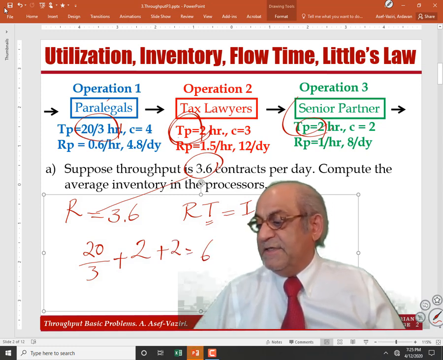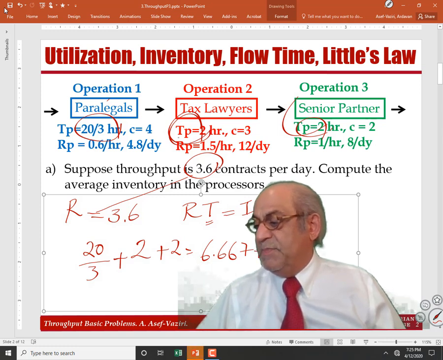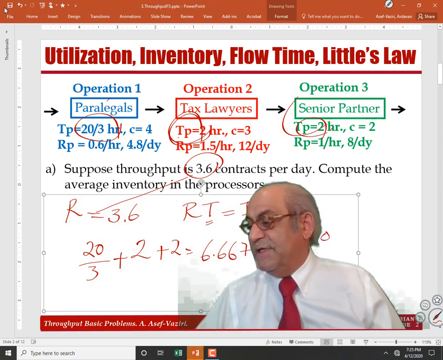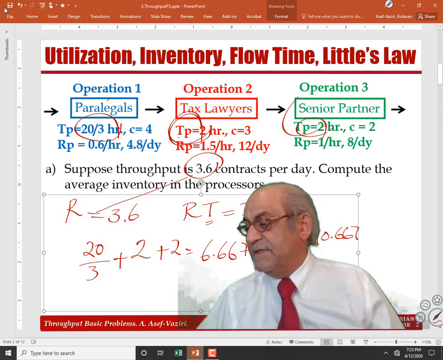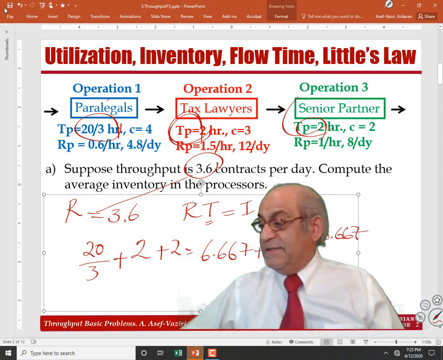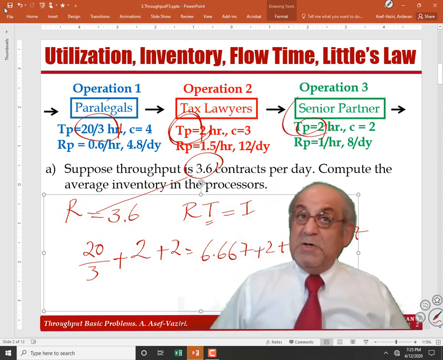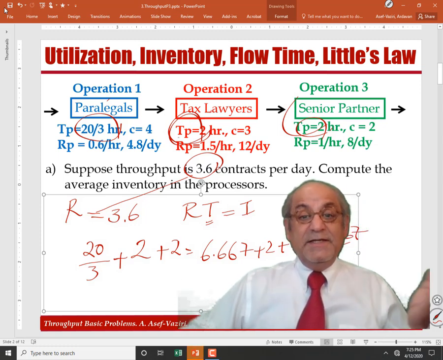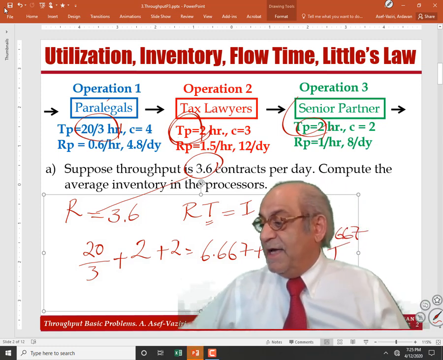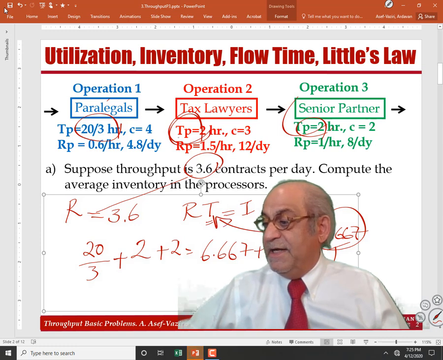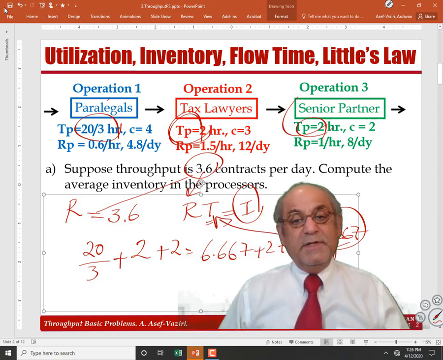And if this is 6.667 plus 2, it is equal to 10.667. That is flow time, or indeed, as I explained, theoretical flow time. Now I have flow time, I put it over there. I have throughput, I put it over there, and I will get inventory.